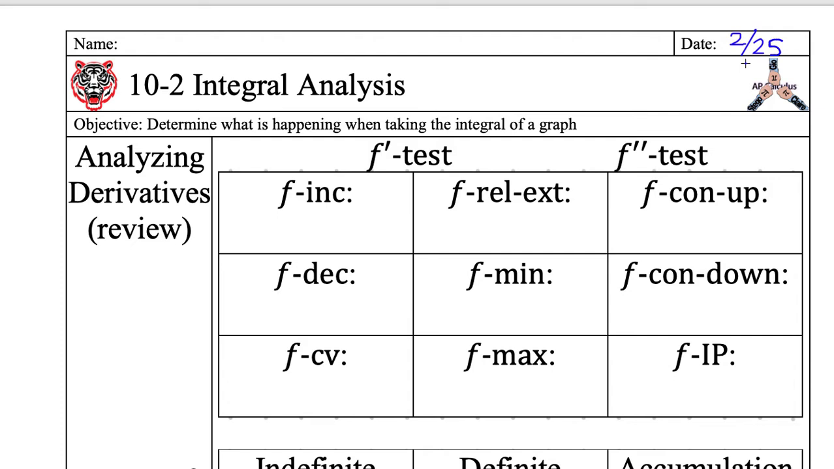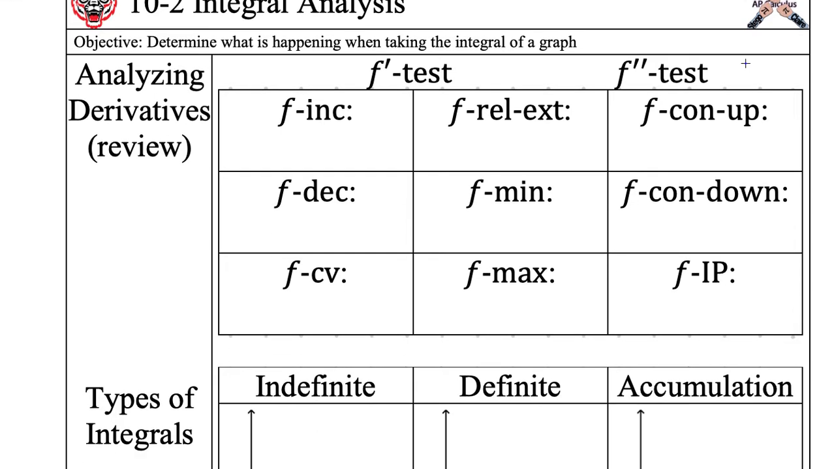Integral analysis. Objective: determine what is happening when you're taking the integral of a graph. Everything today is about the graph, so we might as well talk about the graphical analysis. These are things that you should have memorized.